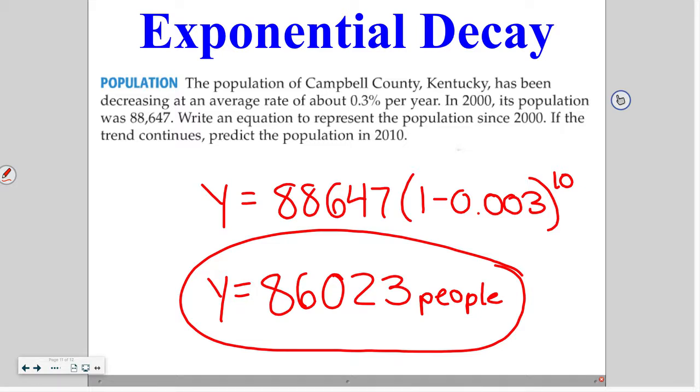Notice, if you typed a decimal in for your answer, technically that is not incorrect. However, we do not count tenths or hundredths of people. We round to the nearest whole. With people, we always make sure we round down. So the most correct answer is 86,023 people.